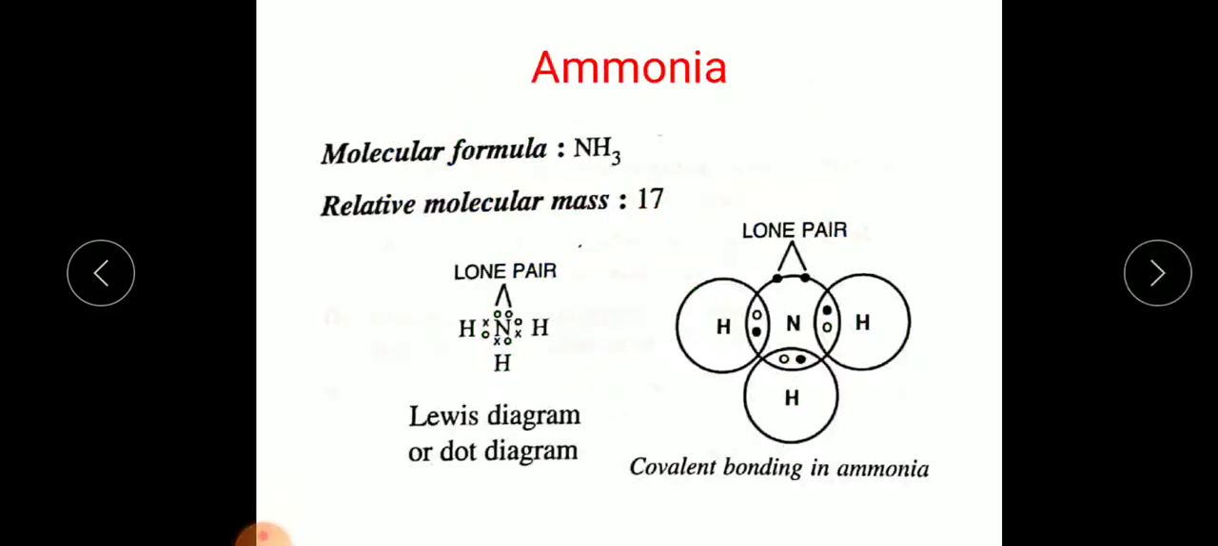Now let us begin with the structure. Ammonia. The molecular formula is NH3 and the molecular mass, if you calculate by using the atomic mass, comes to 17. When you write down the Lewis dot structure, you'll find that 2 electrons do not form a bond, so that is called a lone pair, whereas 3 electrons form bonds with the hydrogen. This is an example of a covalent compound.